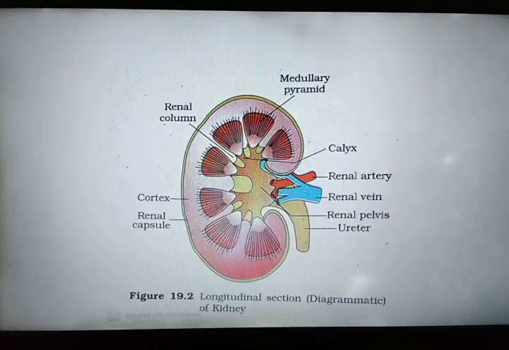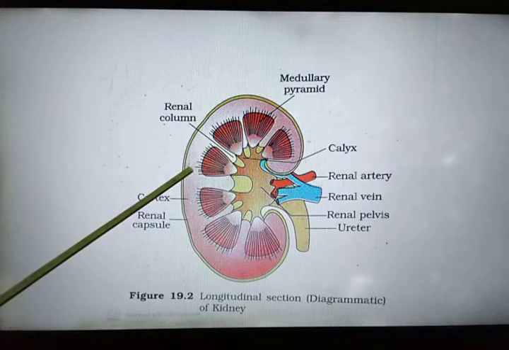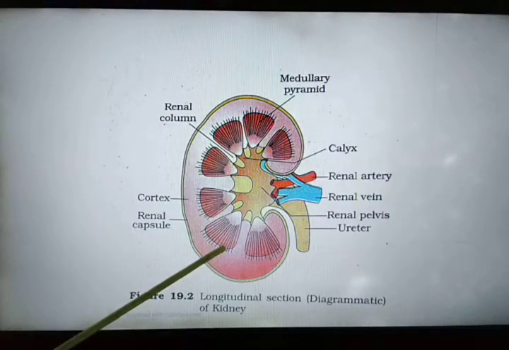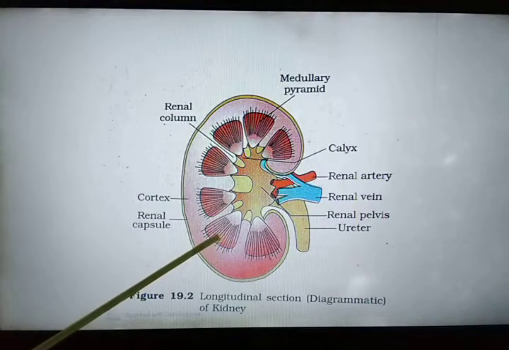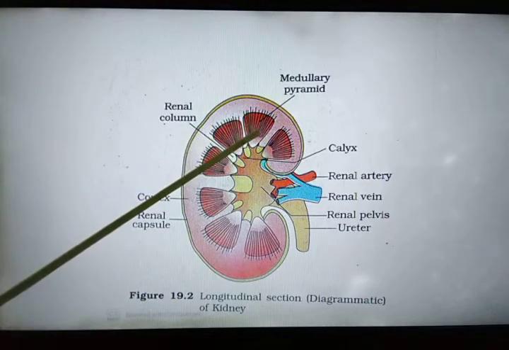So inside the kidney, when we take a longitudinal section, there are two zones. The outer zone is known as the cortex and the inner zone is known as the medulla. You can see triangular structures are present in the medullary region.